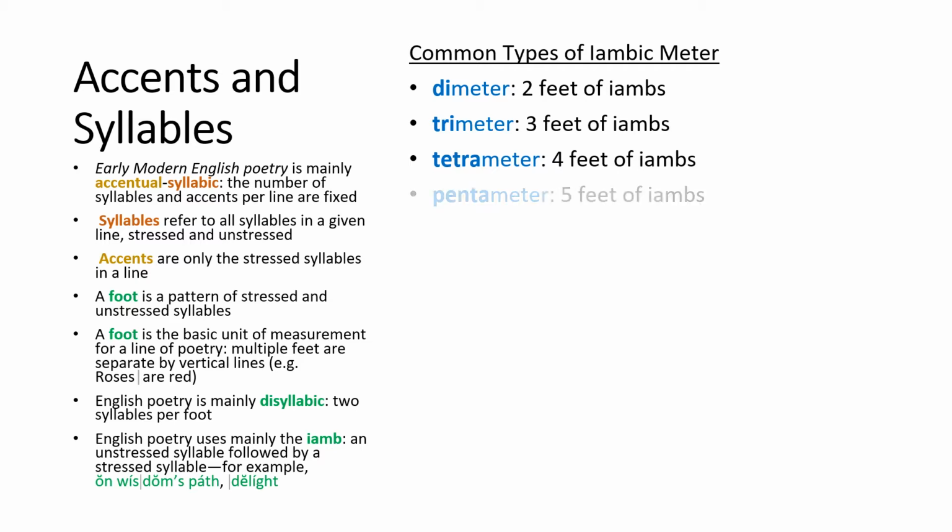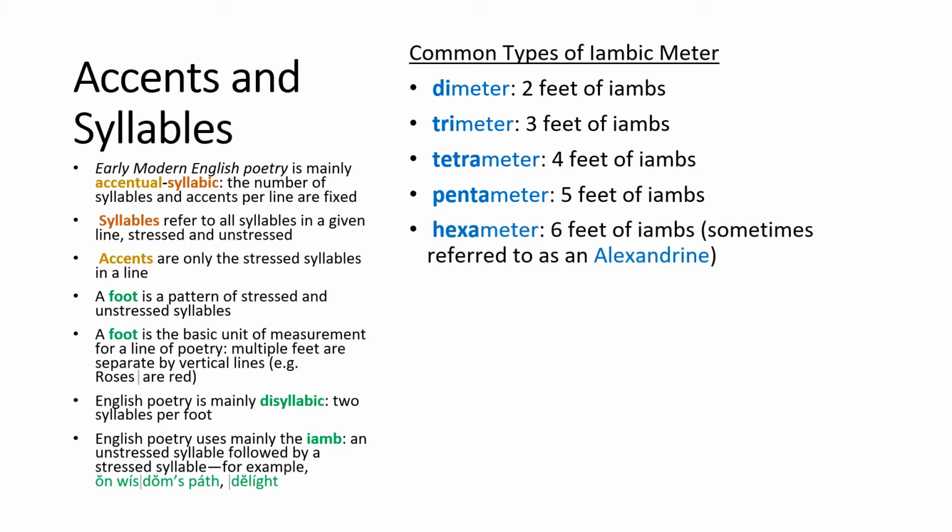We'll see some of it. Pentameter, also a very common pattern in English poetry. In fact, the examples I'll be using today are in pentameter. Hexameter, 6 feet of iambs. Sometimes it's called an alexandrine. And the poem that we have from Sidney is an example of an alexandrine.